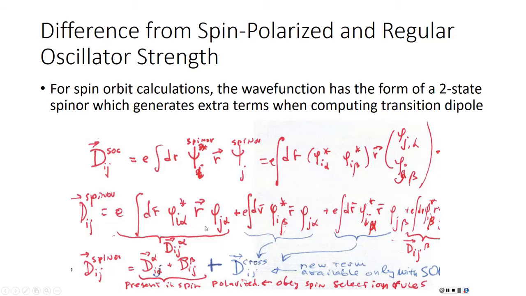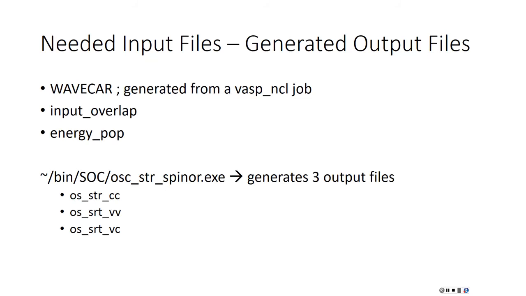But, yeah, so that's the motivation behind the difference between spin orbit and spin polarized, and why there's a different methodology needed. So the rest of this will just be a basic introduction on how to run oscillator strengths for spin orbit, and the output files that they generate. The only input file needed is the WAVECAR generated from spin orbit coupling jobs, which is run from VASP non-collinear spin, because you can't run a spin orbit job just by running VASP how we normally run it.